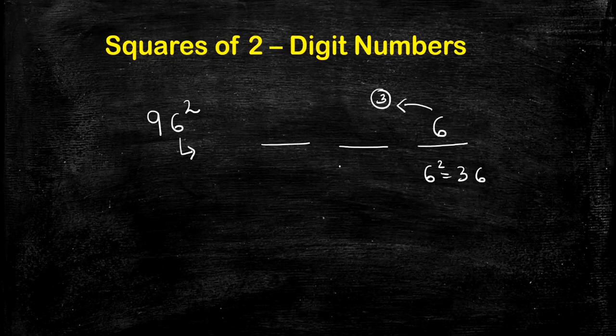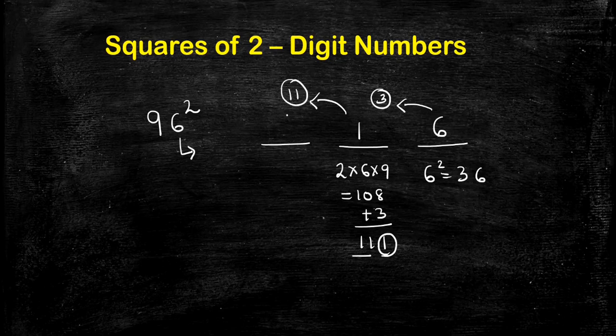Now the middle term would be 2 times the numbers in units and tens place. So it would be 2 times 6 into 9, which would be 108. Do not forget the carry over plus 3, and I get 111 here. Now, as I said, this place can hold only one digit. So I can write only one digit, which is 1. And the rest of it goes as carry forward, which is 11. So the entire 11 goes as carry forward.